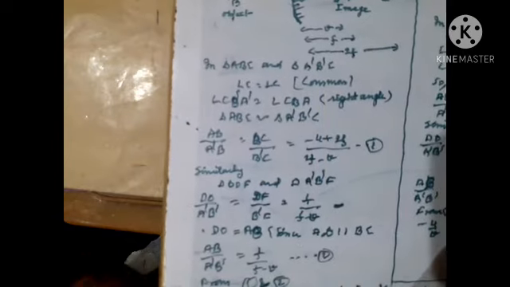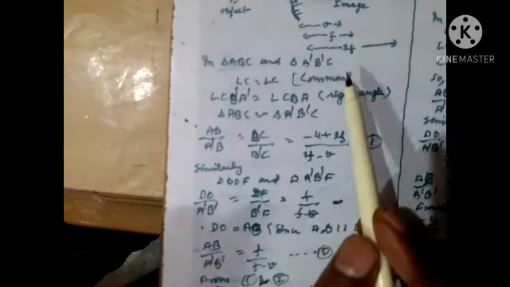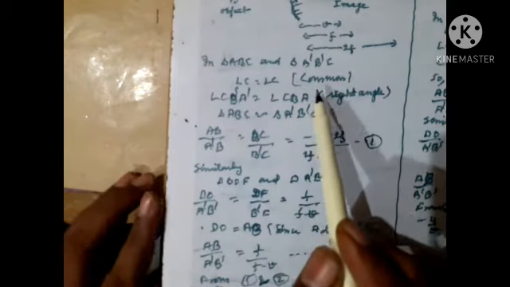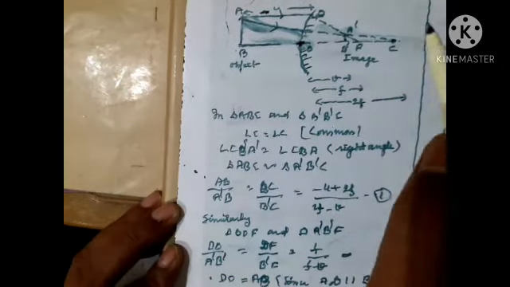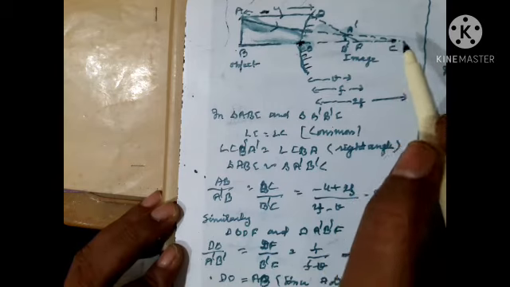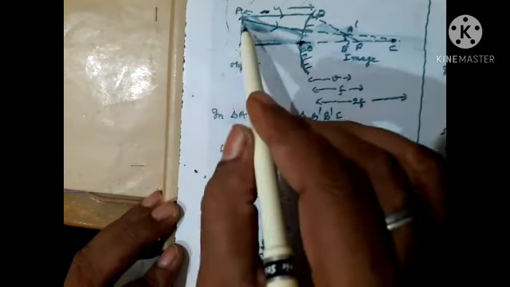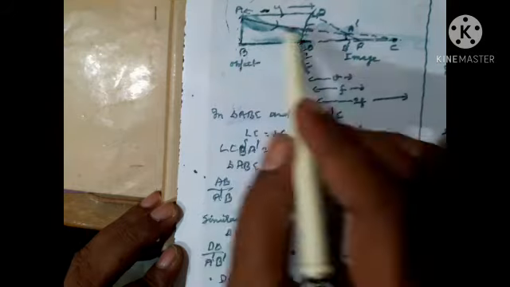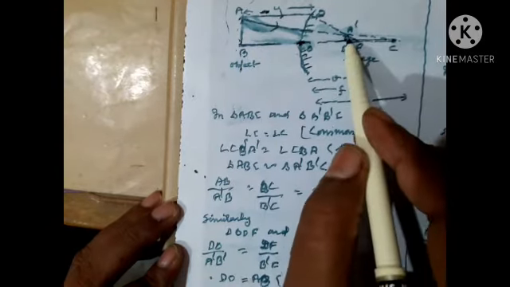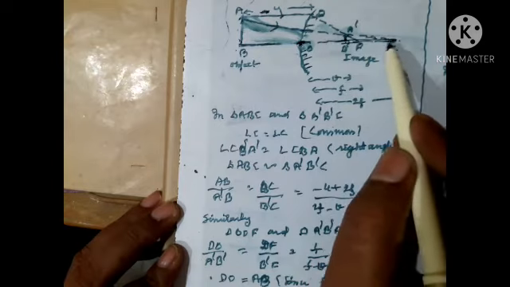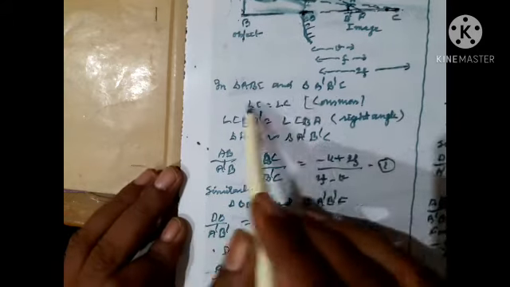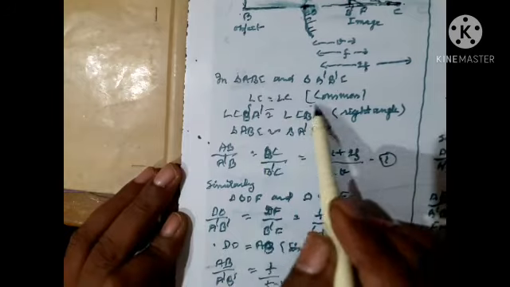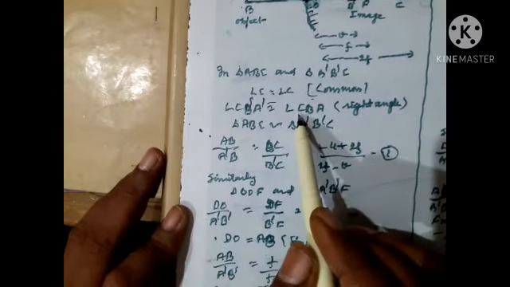In triangle ABC and triangle A'B'C, what things? Angle C is equal to angle C, common. Here try to understand, you have to choose this figure. One triangle is this and another triangle is this. Okay, C is coming in both triangles. In triangle ABC and triangle A'B'C, angle C is equal to angle C, common. Angle CB'A' and angle CBA are right angles.